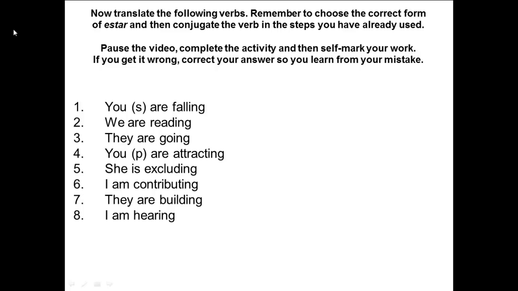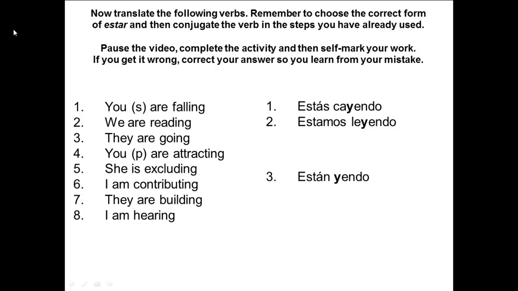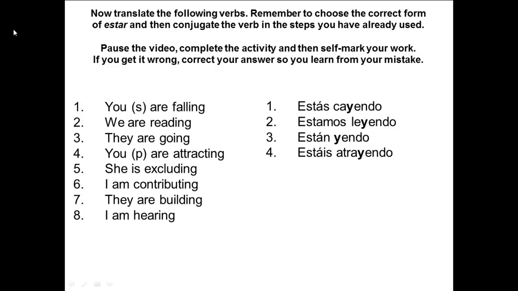Número 1. You, singular, are falling. Estás cayendo. Número 2. We are reading. Estamos leyendo. Número 3. They are going. Están yendo. Número 4. You, plural, are attracting. Estáis atrayendo. Número 5. She is excluding. Está excluyendo.